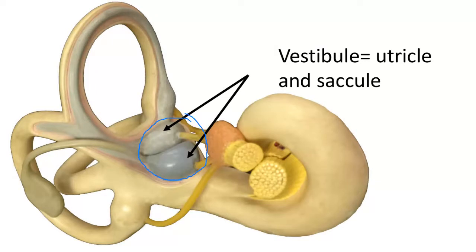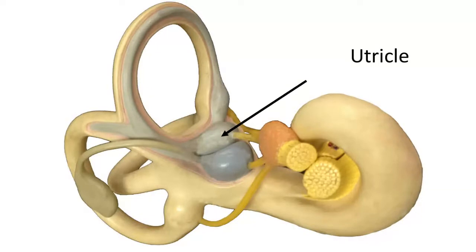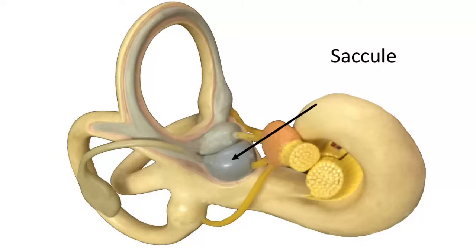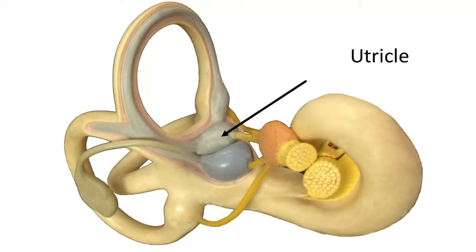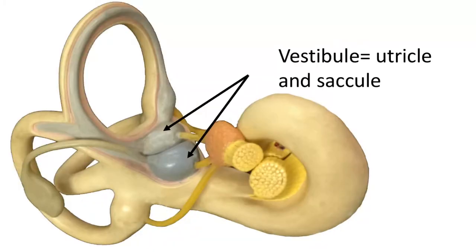The utricle and the saccule. The top one is the utricle. It's this top sac here. Then the larger, darker one right below it, that's the saccule. The utricle, there. But both together make up the vestibule.